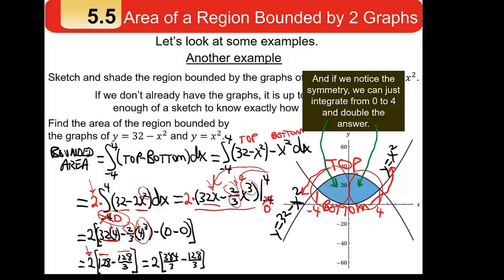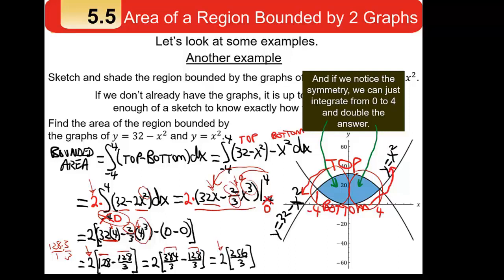I would just leave the 2 alone right now and get a common denominator. Remember, 128 is like 128 over 1. So you have to get a common denominator. So you multiply by 3 over 3, and you end up with 384 thirds minus 128 thirds inside those brackets, still getting doubled in the end.